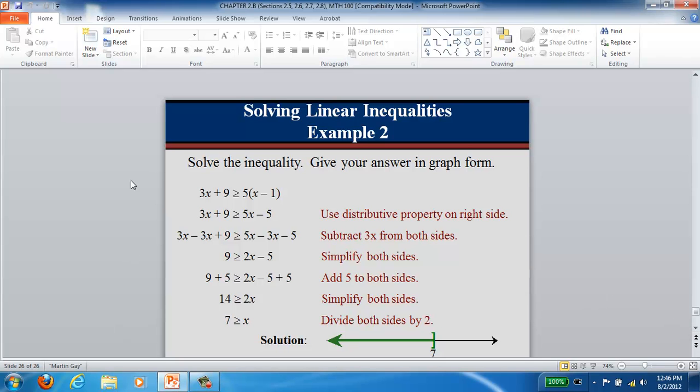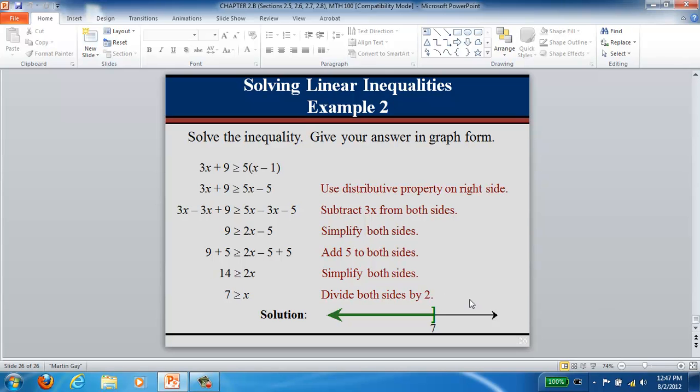Another example, solving the inequality 3x plus 9 is greater than or equal to 5 times x minus 1. This is how you would solve it. Your final answer is 7 is greater than or equal to x, or x is less than or equal to 7. On your number line, you have a bracket at 7 because it includes 7. The underscore means it includes the 7. So you have the bracket and the arrow is to the left.